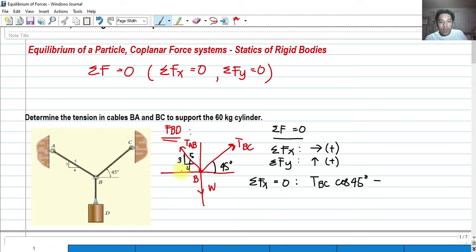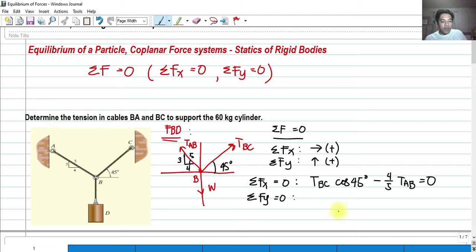So if we have an angle here, theta, let's say, and we get the cosine of that, since there is a given triangle, cosine is adjacent over hypotenuse, so we have 4/5 of TAB equals 0. Because that should be the condition. It's not moving. So the summation of forces along y should also equal 0. So again, we will do the same for the y components.